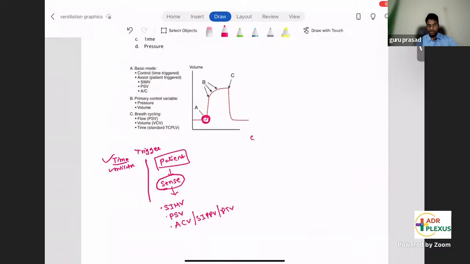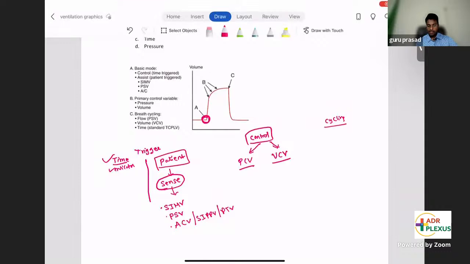Next is the control variable. As we have already discussed, there are only 2 control variables. Based on the control variable, the ventilation is named as pressure control ventilation or volume control ventilation. Okay. Now coming to the cycling. Cycling is switch over from inspiration to expiration. So how does a ventilator switch from inspiration to expiration?